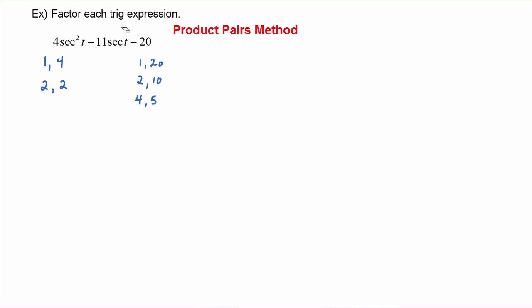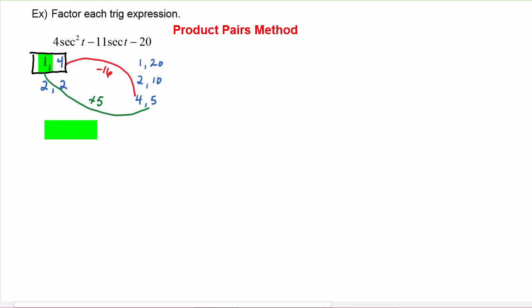so we're looking for the difference. And as you made your way through the various pairs, you would have discovered that 4 times 4, we could get negative 16 from that, and 1 times 5, we could get positive 5 from that, and we know that negative 16 plus 5 is negative 11. We will use the 1 and the 4 as our coefficients of the secant term. So this will become 1 times secant of t here, and 4 times secant of t here.